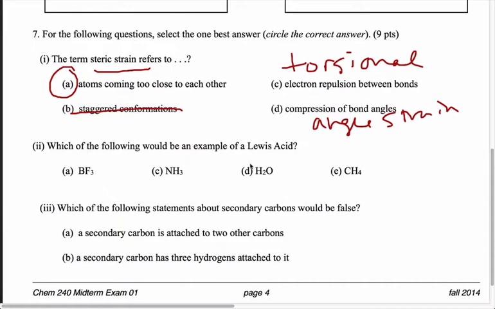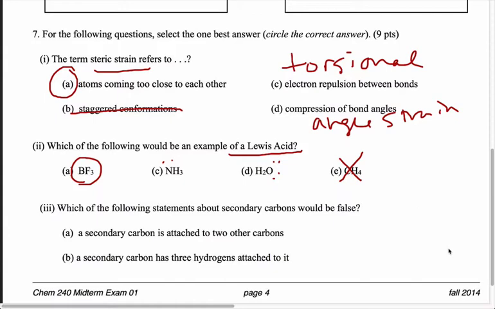In the second part, which of the following would be an example of a Lewis acid? And so remember, a Lewis acid is an electron pair acceptor. A Lewis base is an electron pair donor. Methane can do neither, so you should be able to rule that one out. Water and ammonia are molecules which contain lone pairs, so those generally react with things as a Lewis base. Like we had on the quiz, we had a nitrogen-containing compound. It was the Lewis base. The only possibility here is boron trifluoride.